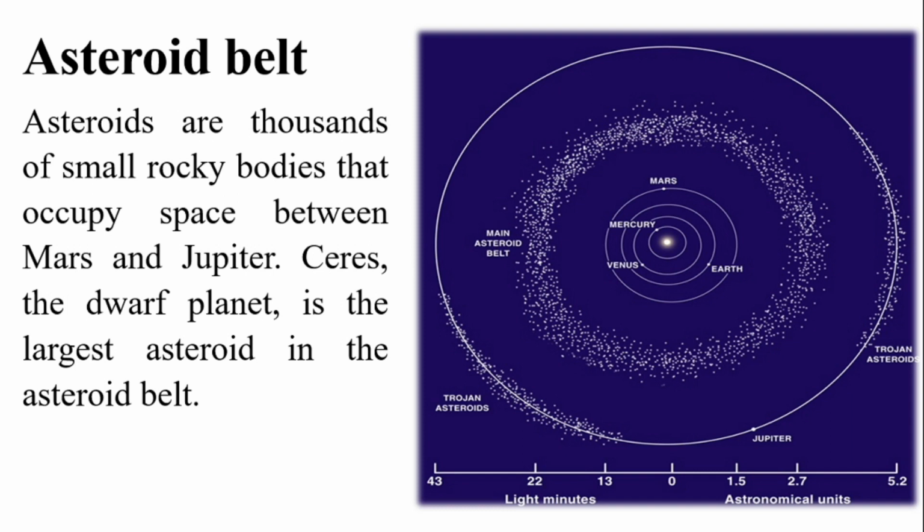So if you observe the image, you'll be able to see Mars in the inside circle, and the outside circle is Jupiter. So asteroids lie between Mars and Jupiter, and you'll be able to see this belt around the sun, I mean, between Mars and Jupiter. So that is regarding the asteroid belt.